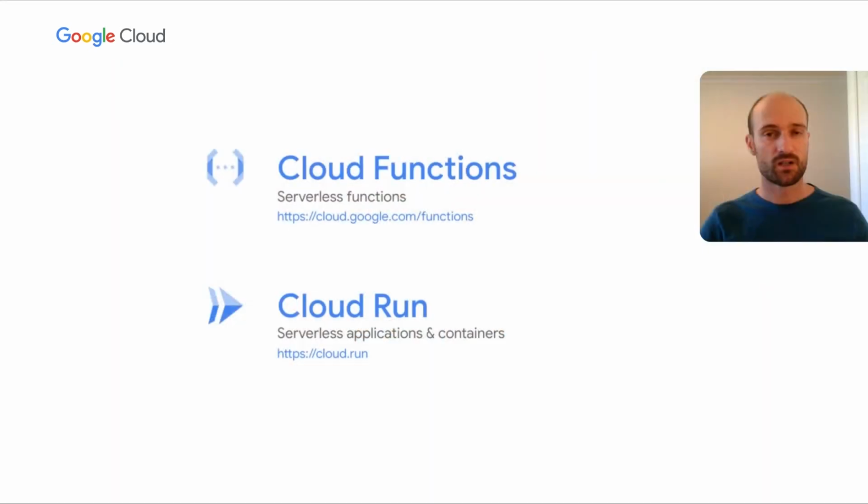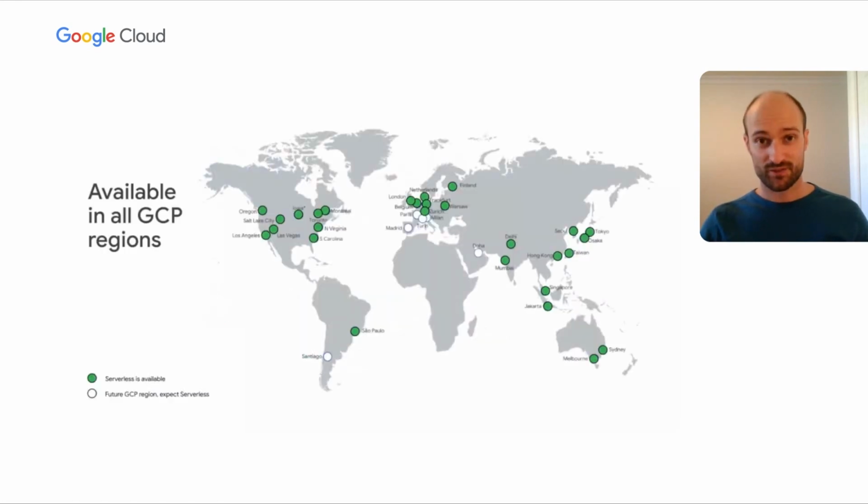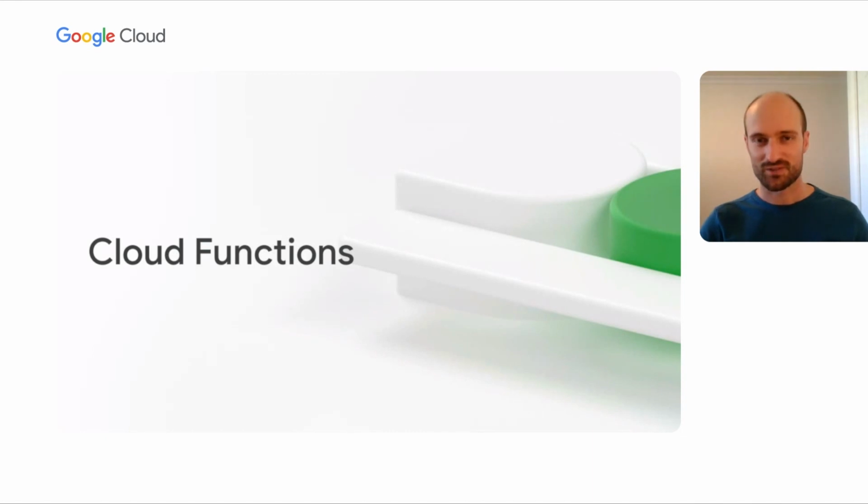Today, we are mainly going to talk about two of our serverless products, Google Cloud Functions, which is serverless functions, and Google Cloud Run, which is serverless applications and containers. First, I want to call out that serverless is available in every Google Cloud region. You will find Cloud Run and Cloud Functions in all of the Google Cloud regions, and you can expect us to open up those products in future Google Cloud regions. All right, let us dive into Cloud Functions.